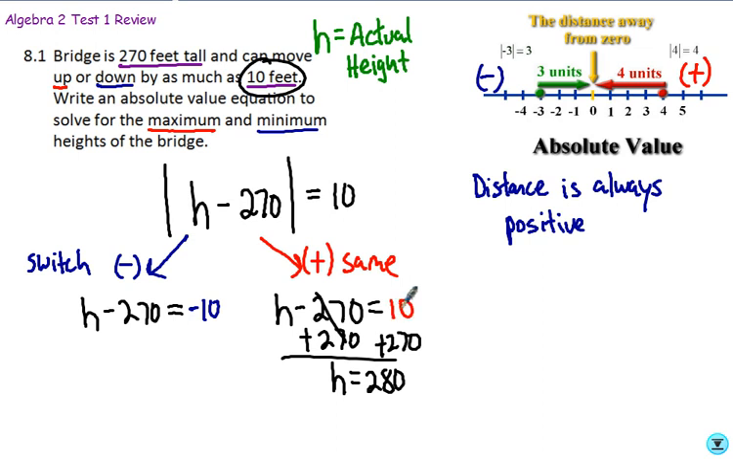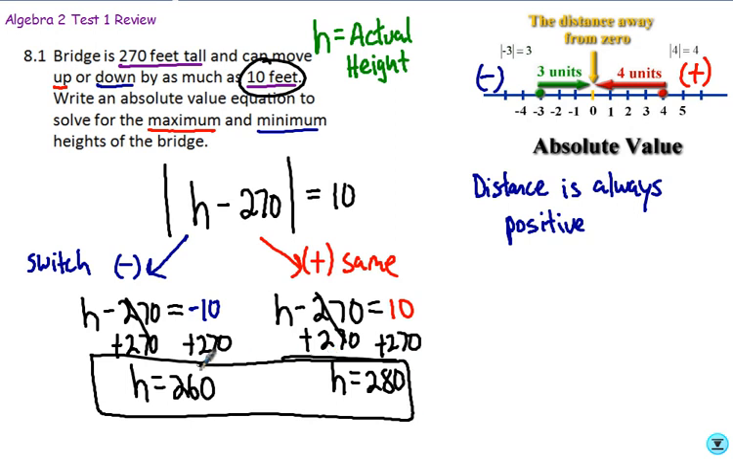I'm just doing that in two different colors so you can see what stayed the same and what changed. And then from there, I'm just going to add 270 to both sides. So plus 270, and then subtract, since the signs are different, subtract, keep the sign of the bigger, so we get 260. So our minimum height here would be 260, and our maximum height would be 280. I'm just using min as a shortcut for minimum, and max as a shortcut for maximum.